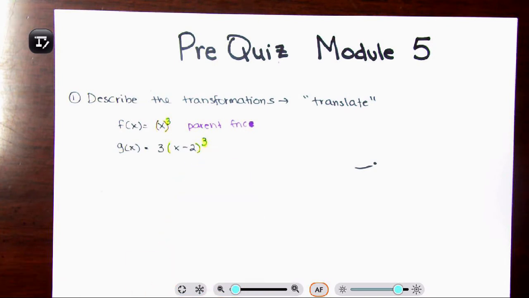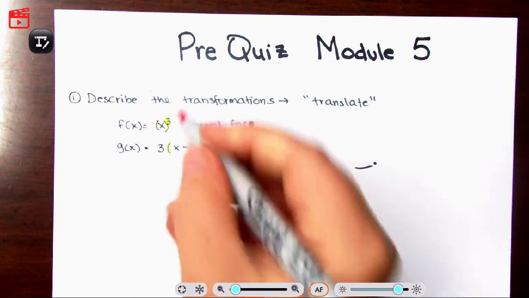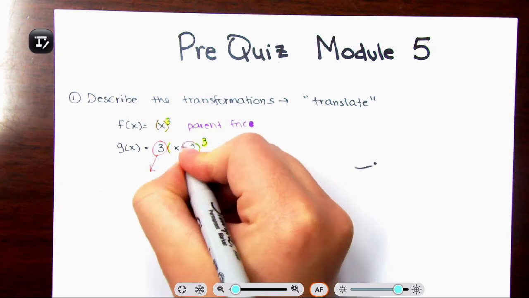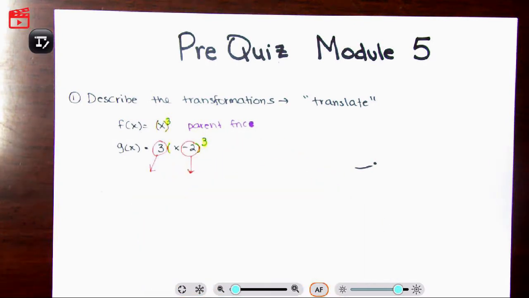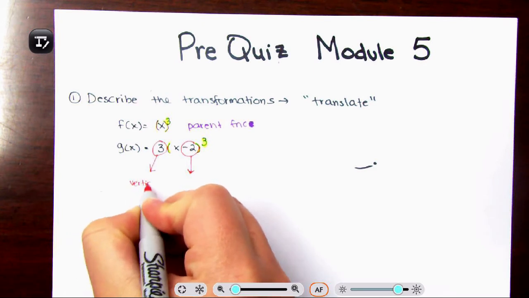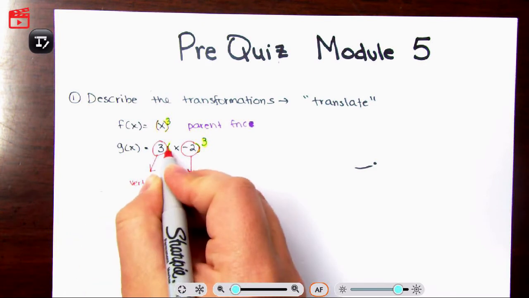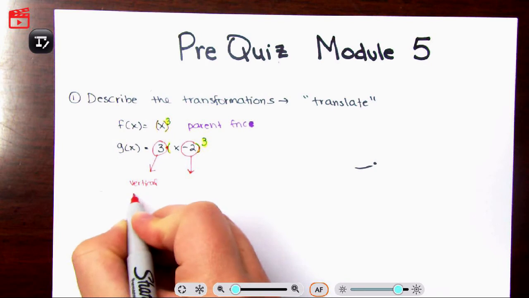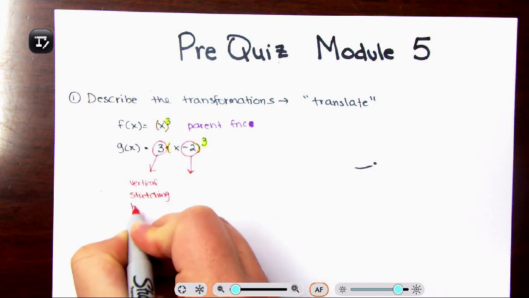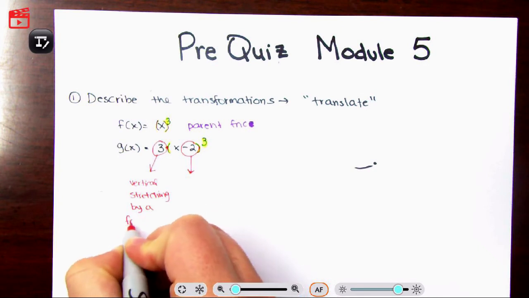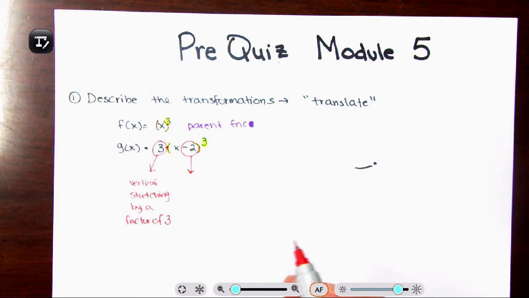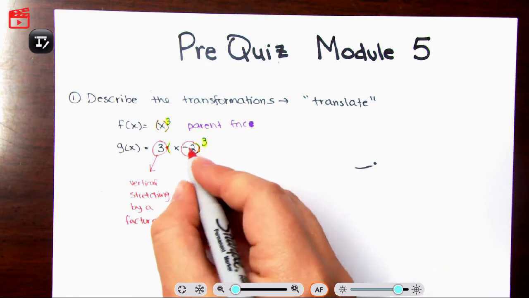We're just going to translate everything that we have. My recommendation is start circling everything that is not x and not the exponent. So we have two things in this example. This one is outside the bubble, so that means it is vertical. It is being multiplied, so we are vertically stretching by a factor of 3.